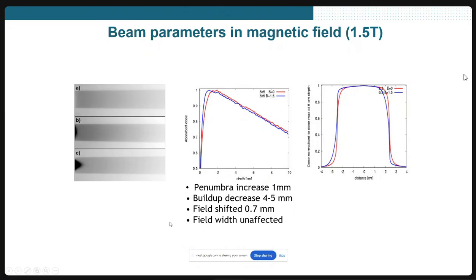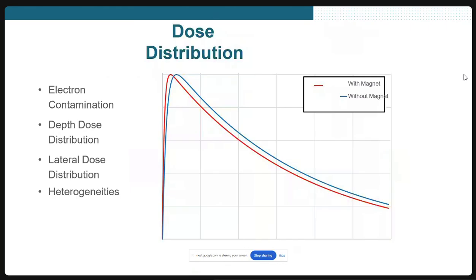If you look at the characteristics, the beam penumbra increases by 1 mm because of the magnetic field. The buildup decreases by 4 to 5 mm. The field shifts by 0.7 mm because of the Lorentz force, and the field width always remains the same. It does not get affected. If you look at the dose distribution, you can see the penumbra, and as the PDD gets shallower, the Dmax shifts towards the surface. The electron contamination is not much, but you still have the shifting because of the flattening filter free beam as well as the MRI effect.